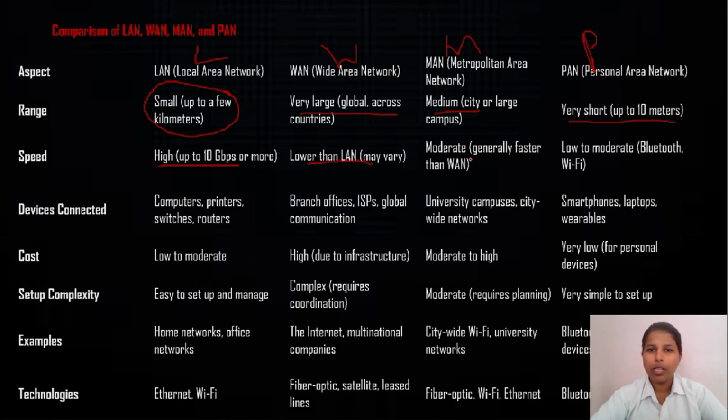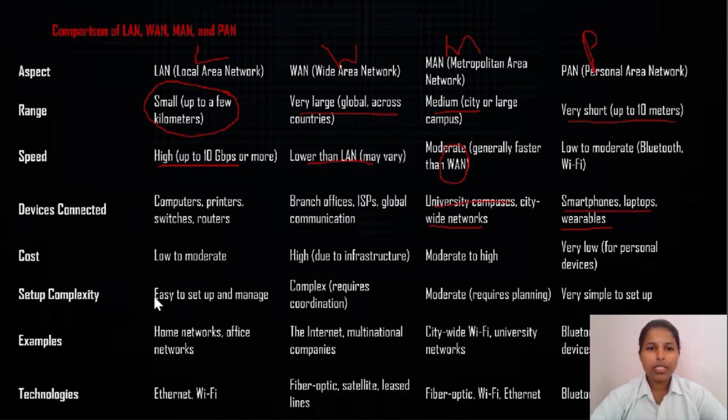And the MAN is generally faster than the WAN, and its speed is low to moderate, between Bluetooth and Wi-Fi. For devices connected, in a LAN we can connect computers, printers, switches and routers. In the wide area network we can connect our branch offices, ISPs or global communication. In the metropolitan area network we can connect our university campus and cities. And in the PAN we can connect only our smartphone, laptop or wearable devices.